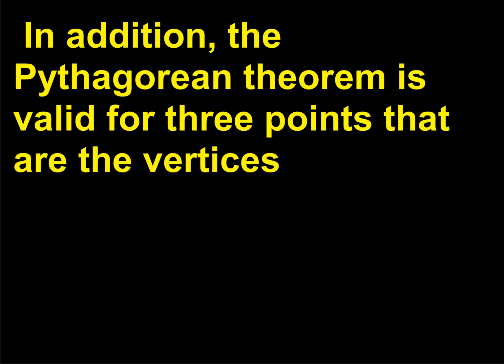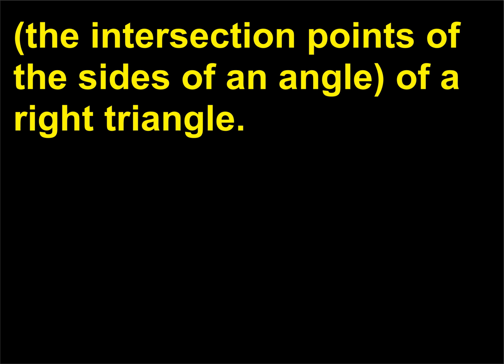In addition, the Pythagorean theorem is valid for 3 points that are the vertices, the intersection points of the sides of an angle, of a right triangle.